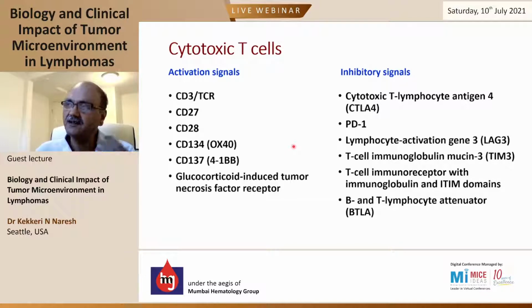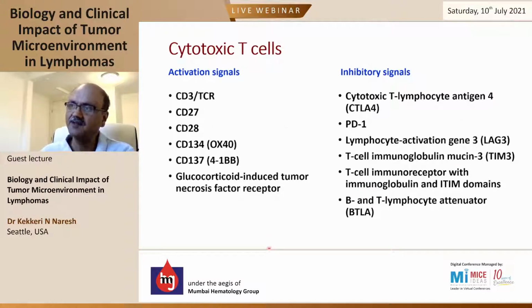Because if there is a foreign antigen, you want T cells to come and take care of the antigen. But once the foreign antigen has been dealt with, you don't want the immune cells to go rampant. So the immune system has a check and balance: once the antigen is dealt with, the inhibitory signals are expressed, and then the immune response quietens. So this is a normal physiological homeostatic response.